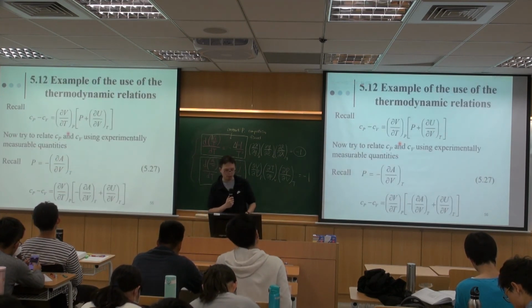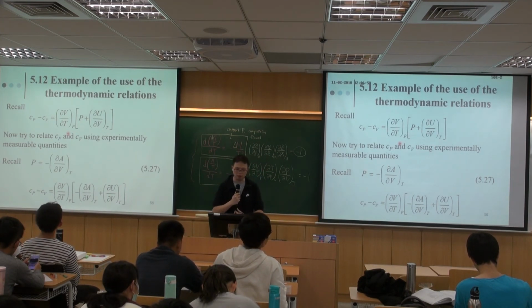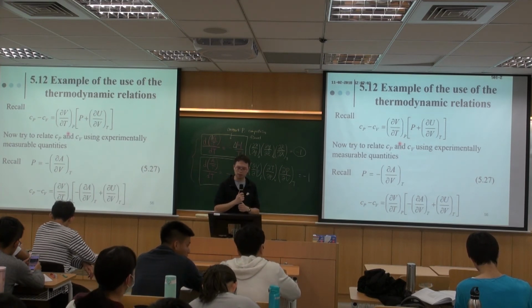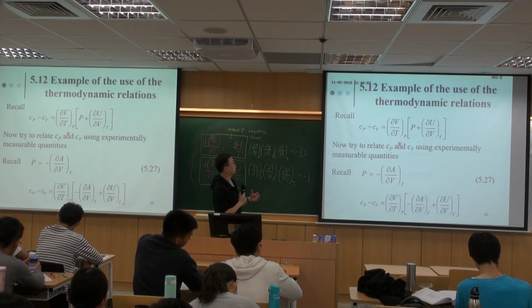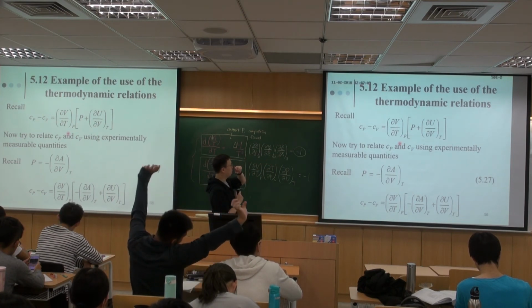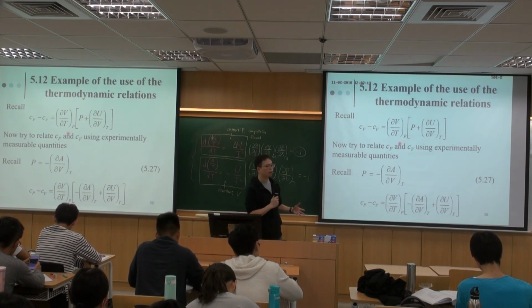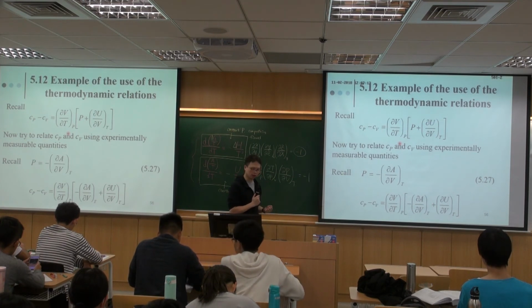So here's an example. I think this is a very interesting example to use all these relations together to solve some problem. Imagine that you want to calculate, again, this seems to be a very simple quantity, Cp minus Cv. We know that for an ideal gas, this is R, right? This is the gas constant R.